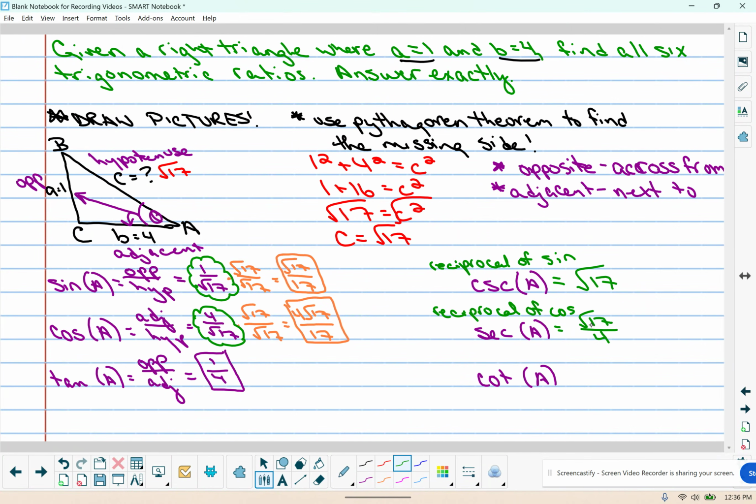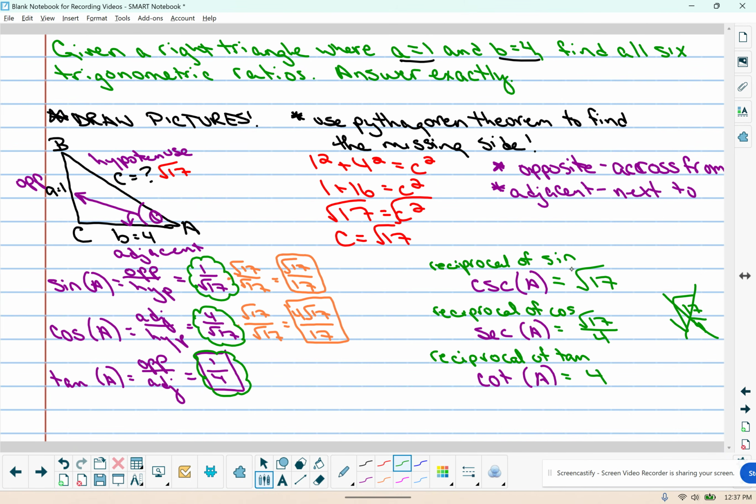And then make sure that your radical is on the top like mine is. Make sure it doesn't look like rad 17 over 4, right? That would be the radical over the whole fraction. This is not what you want. Make sure you're real specific about how you write that. And then the cotangent is the reciprocal of tangent. So if we flip this guy around, we just get 4 over 1, which is 4. Okay? And so that's what you're going to put into the varsity assignment.